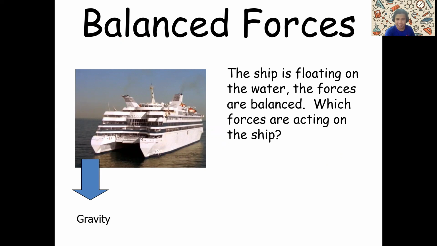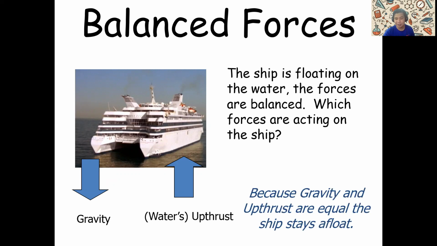The first one is gravity. Yes, we have gravity. The second one is the water's upthrust, or the pressure that water applies to the boat. Remember, there are always two forces. First is gravity. The second is the water's upthrust. Because gravity and upthrust are equal, the ship stays afloat. The gravity is not stronger, it's only equal to the water's upthrust. That allows the ship to actually float on top of water.